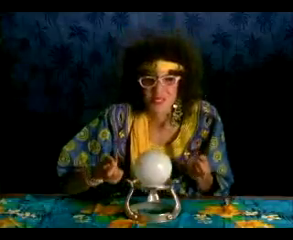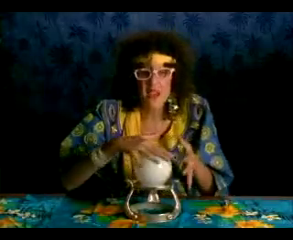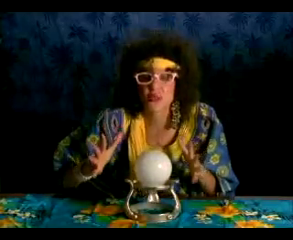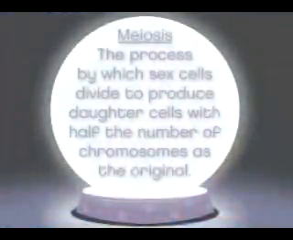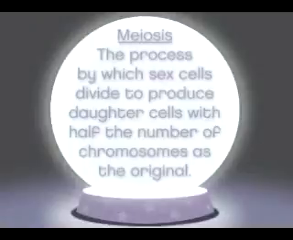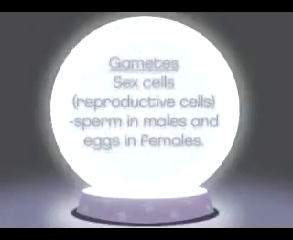Greetings, travelers! Your future is becoming ever more clear with much interesting vocabulary in store. Meiosis is the process by which sex cells divide to produce daughter cells with half the number of chromosomes as the original. Gametes are sex cells, or reproductive cells, sperm in males and eggs in females.